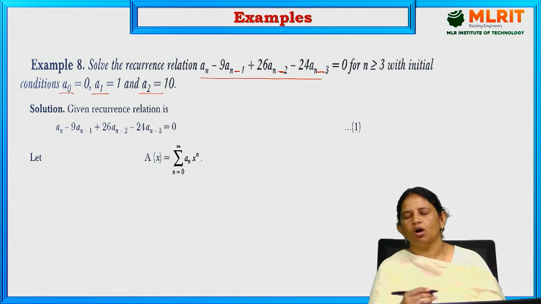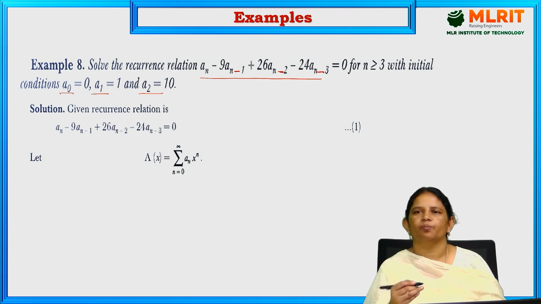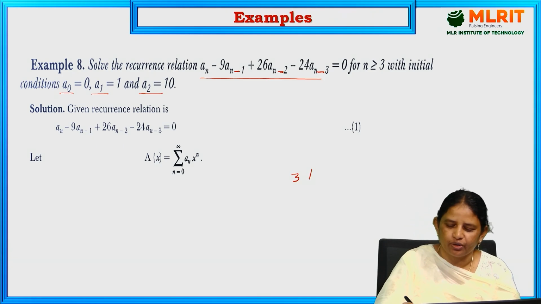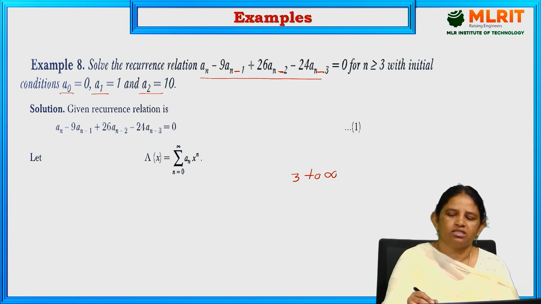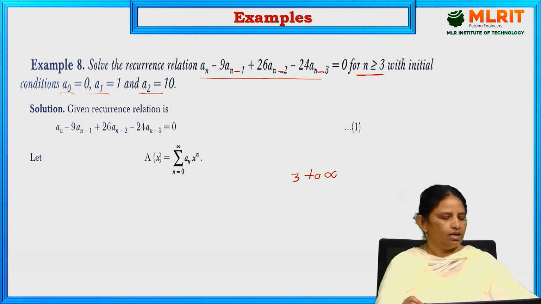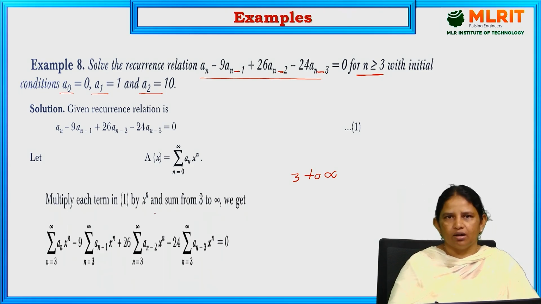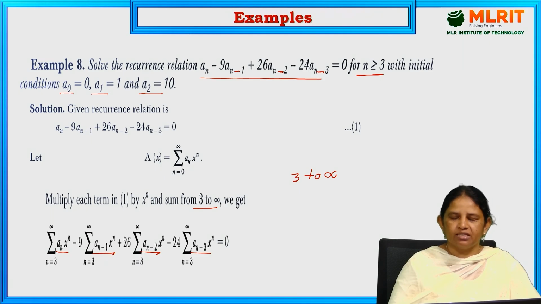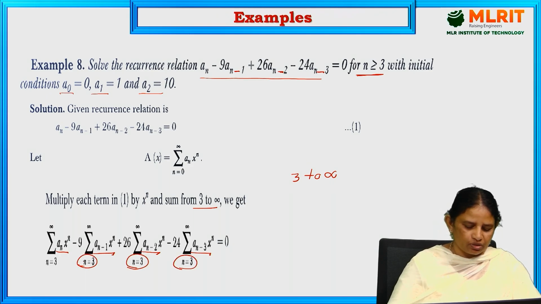What is step 2? Multiply each term by x to the power of n and take the summation from 3 to infinity. Why do we need to consider from 3 to infinity? Because there are 3 terms. n greater than or equal to 3 means we need to consider the 3 terms. Step 2: multiply each term by x power n and take the summation from 3 to infinity. First term an x to the power of n, second term an minus 1 x to the power of n, third term an minus 2 x to the power of n and an minus 3 x to the power of n. So each summation starts from n equal to 3 to infinity.